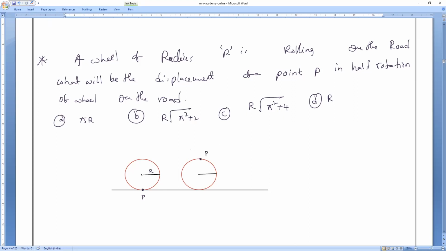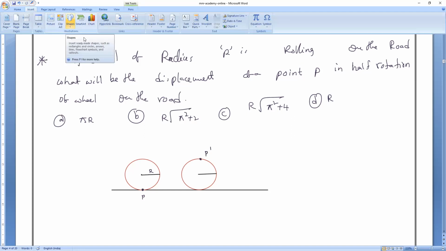So this is the P dash. Let me take P dash. The P point came to here. Now they are asking what the displacement is. So how to find it? Anybody? First, what does displacement mean?